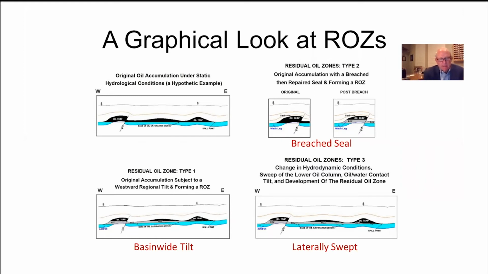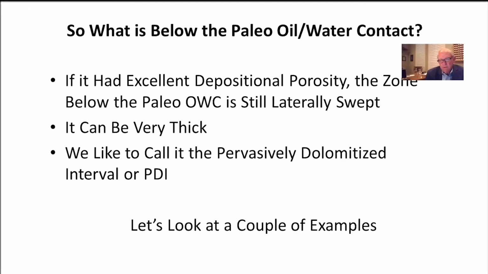So let's tackle that. Let's take an upper left view of a hypothetical, and that zone can be very thick. In other words, the Paleo Trap wasn't that whole interval of porosity. It was just the upper part. So we like to call that the pervasively dolomitized interval, sometimes including the ROZ, sometimes leaving it out, but anyway, we call it the PDI. And so let's look at a couple of examples of that.